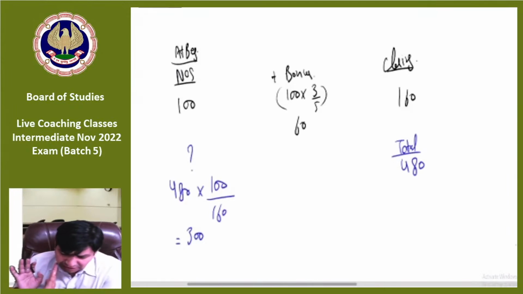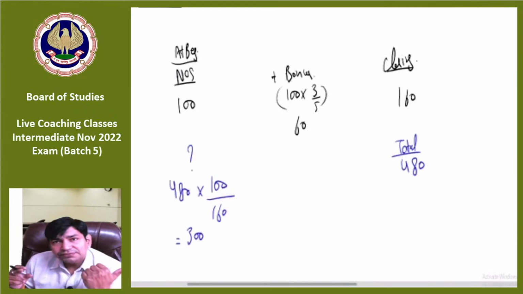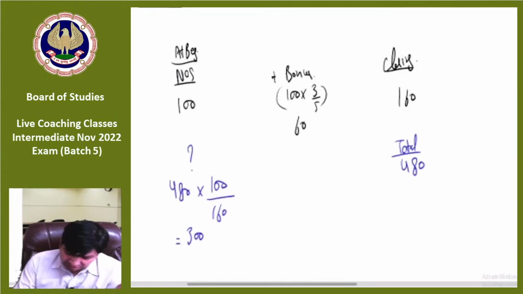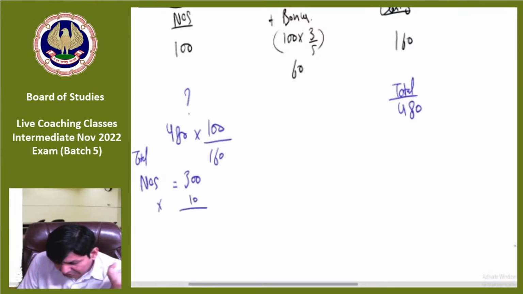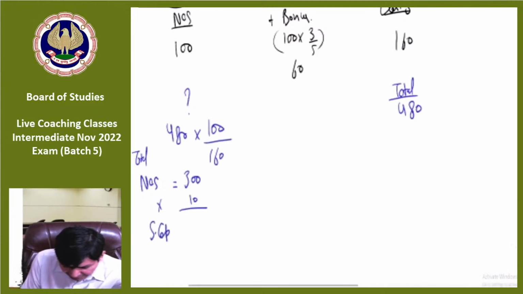Now we have a clue. If 160 is at year end, then 100 was at beginning. If 480 is at year end, then what is the total number of shares at beginning? So we have found out the total number of shares at beginning. Beta, we can find out the total share capital by multiplying the number of shares by the paid up capital per share. Per share is rupees 10. So it means total share capital at beginning was rupees 3,000.